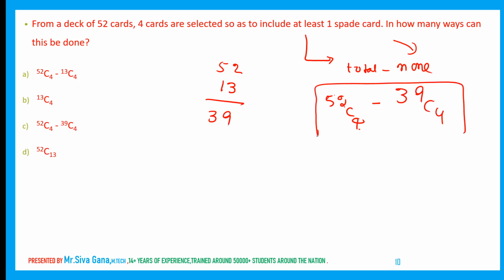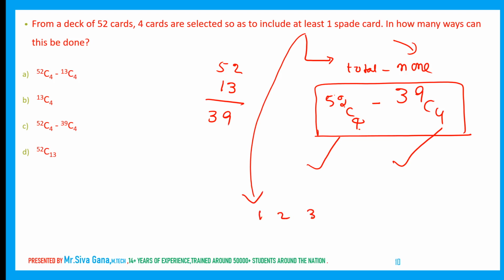Total minus no spade: total is 52C4, no spade is 39C4. Then you will get at least one spade. If you go by the direct method, at least one spade means 1 spade, 2 spades, 3 spades, 4 spades, like that up to 13 spades, we have to do 13 cases. The reverse way is total minus no spade.